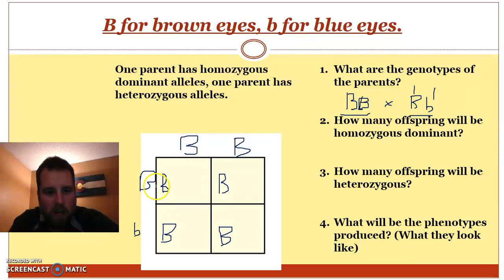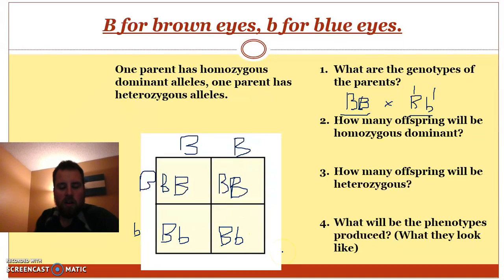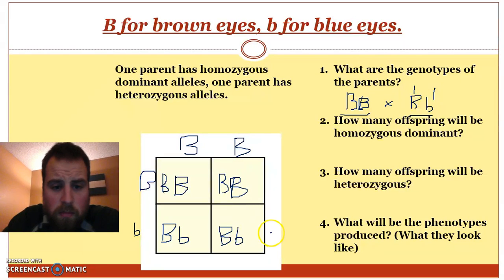Now, from the other parent, they can either pass on this big B, so this would now be another big B, and this would be another big B, and then this little guy would go here, and it could also go here. So here's our outcomes. We have 4 possible outcomes.